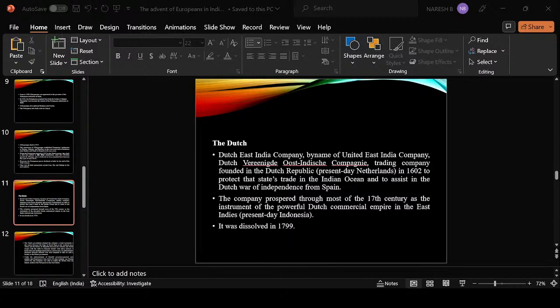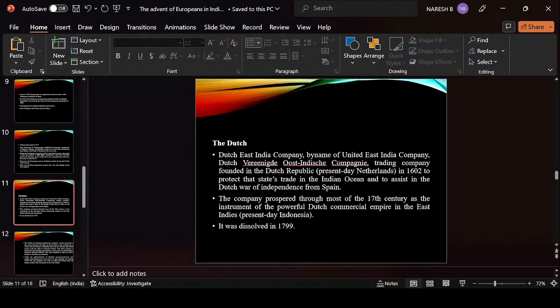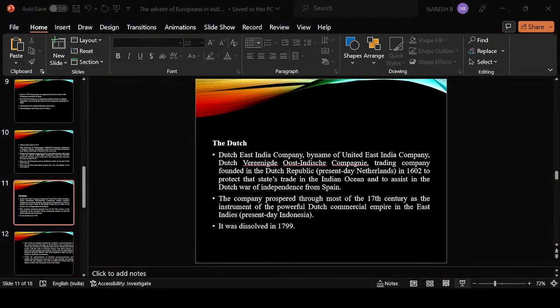Now let's move on to another topic, the Dutch. How did the Dutch come to India and what was their intention? Before discussing their arrival in India, it's very important to note the history of the Dutch East India Company.